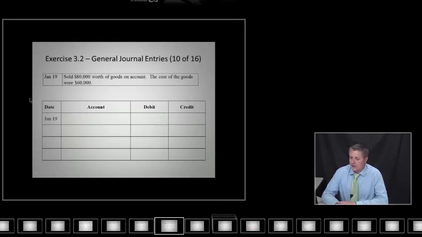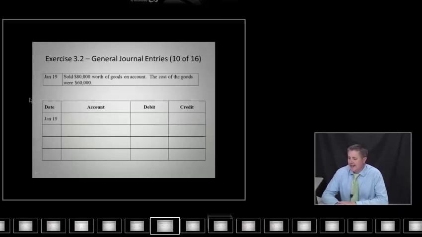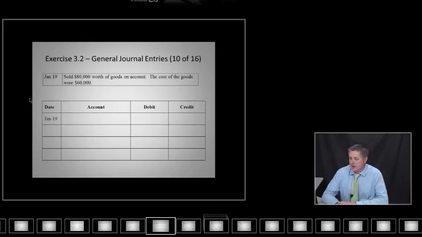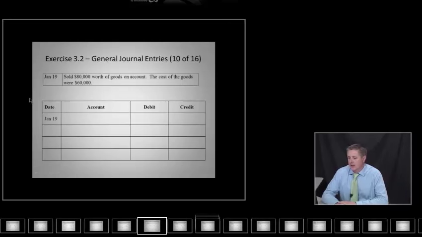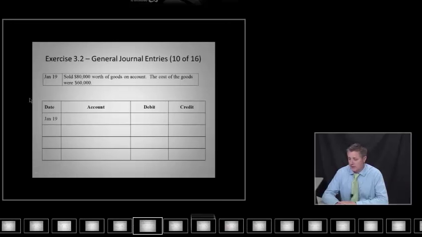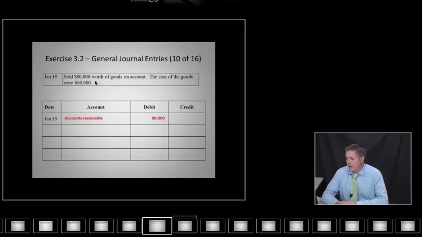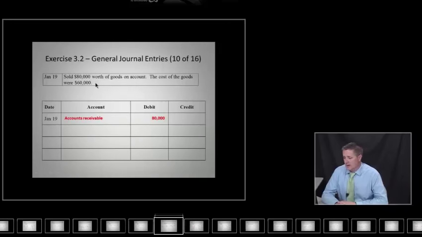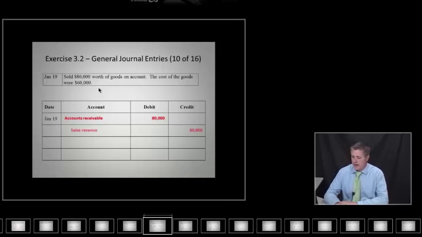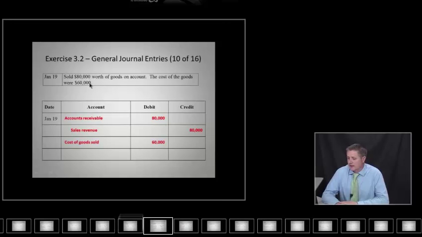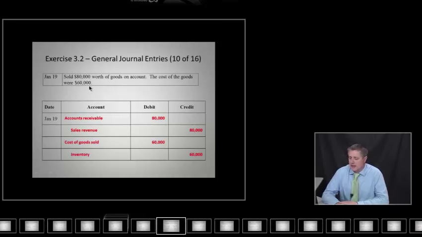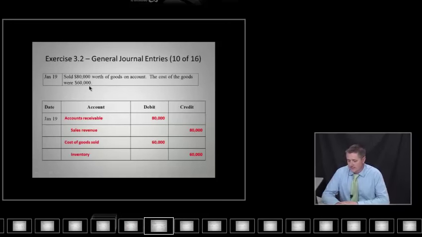Our next transaction, January 19th, we sold $80,000 worth of goods on account, and the cost of the goods were $60,000. So this is similar to a couple of transactions ago. We would debit accounts receivable for $80,000, credit sales revenue for $80,000, debit cost of goods sold for $60,000, and credit inventory for $60,000.